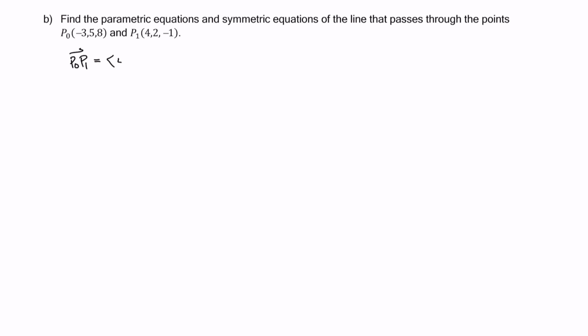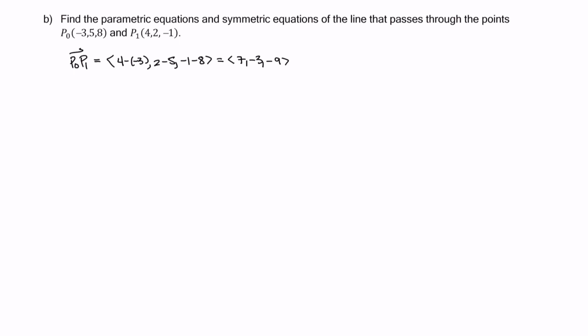This gives us the vector 4 minus negative 3, 2 minus 5 is the y component, and negative 1 minus 8 is the z component. So this is 7, negative 3, negative 9. And we really just need a vector and a point, and I can use either one. I don't have a point that has a 0 in it. Those are the easiest ones to use, so I'm just going to pick point P1.